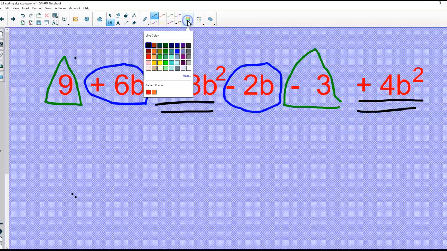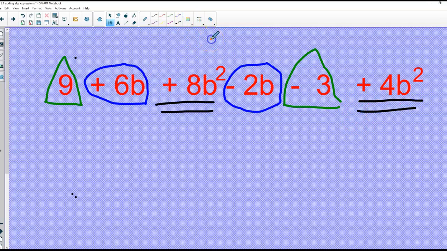Okay, now we are able to tell which ones go together, and we're going to start combining. So I'm going to start with my triangles. 9 minus 3. The sign to the left says subtract. So 9 minus 3 is 6.